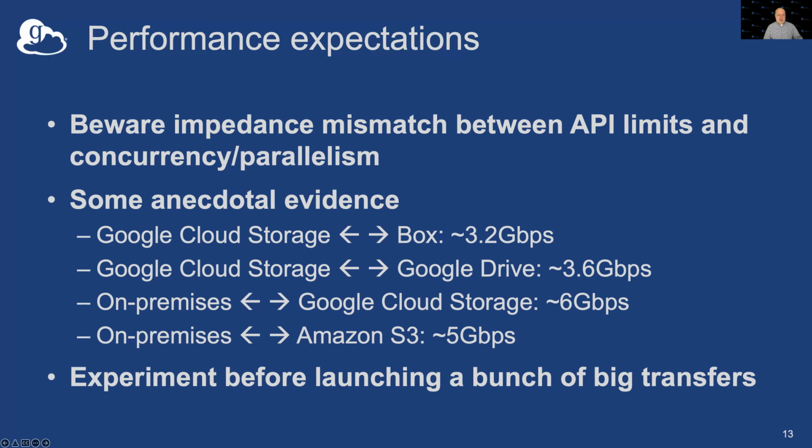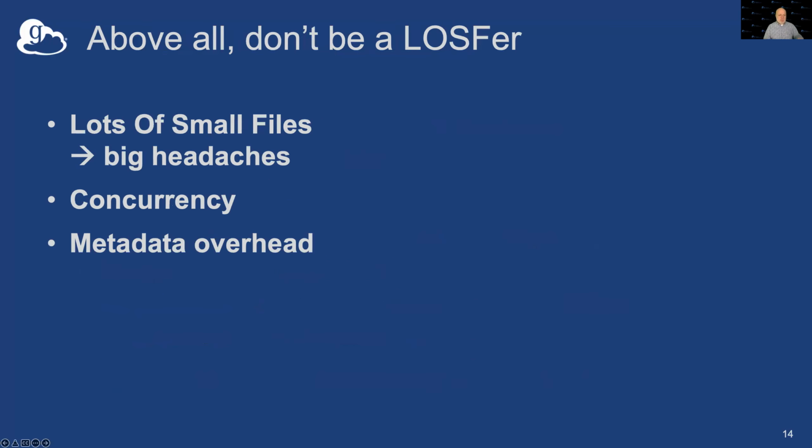So one of the last things I'll leave you with is to really try and avoid this lots of small files problem that we see over and over. Lots of small files are just always a problem. They are a big headache, even though they're small. And the issue here is that when you do have 10 million 1 meg files, which we've seen over and over in many large projects, you start running into issues around concurrency, because you can only push so many files through at a time.